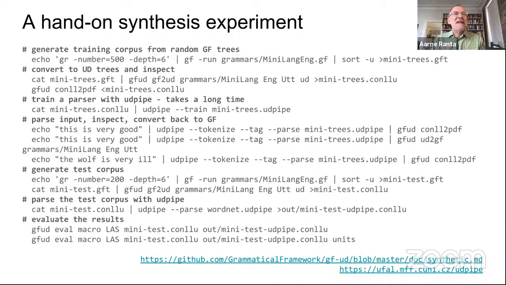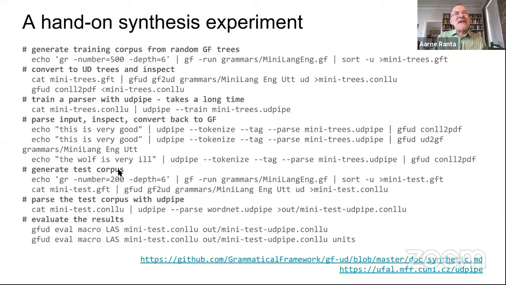So this is all that you need to do. You generate a training corpus from random GF trees, and I did this for Minilang to get this in small limits. Then you convert these GF trees to UD trees, and then you train a parser with UDPipe. This is the phase that takes a long time, several minutes at least, even for this small treebank. Then you parse input and test this in an ocular way.